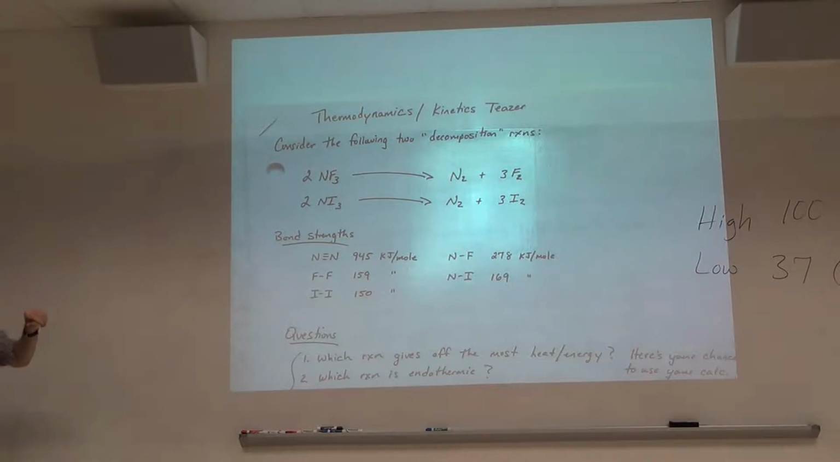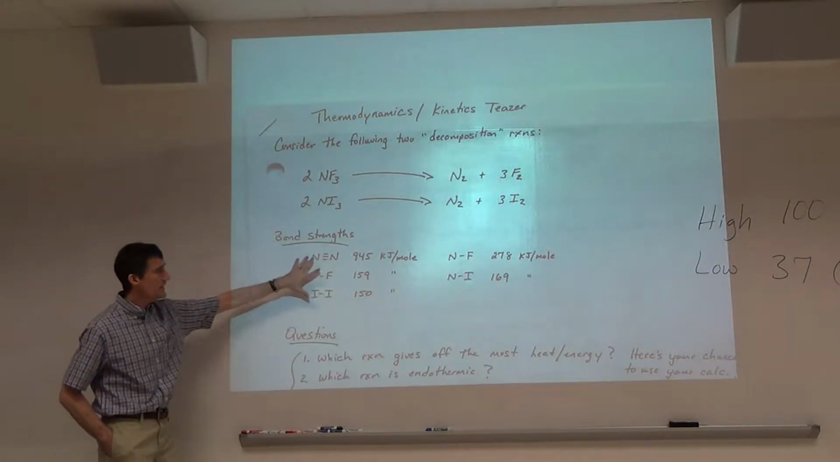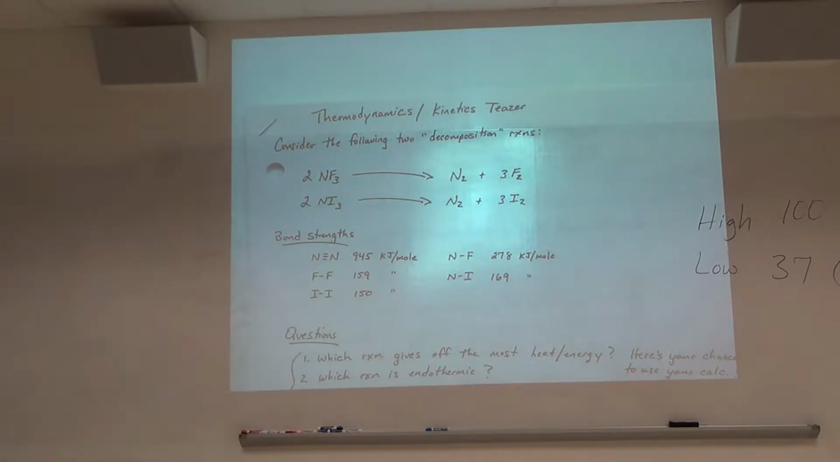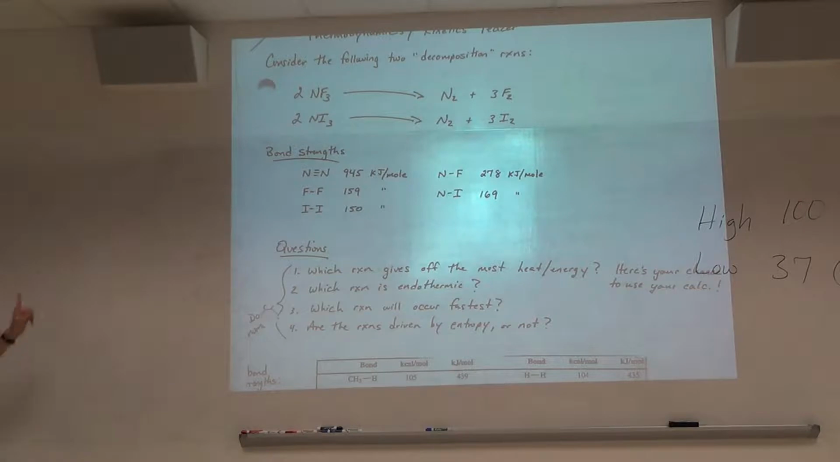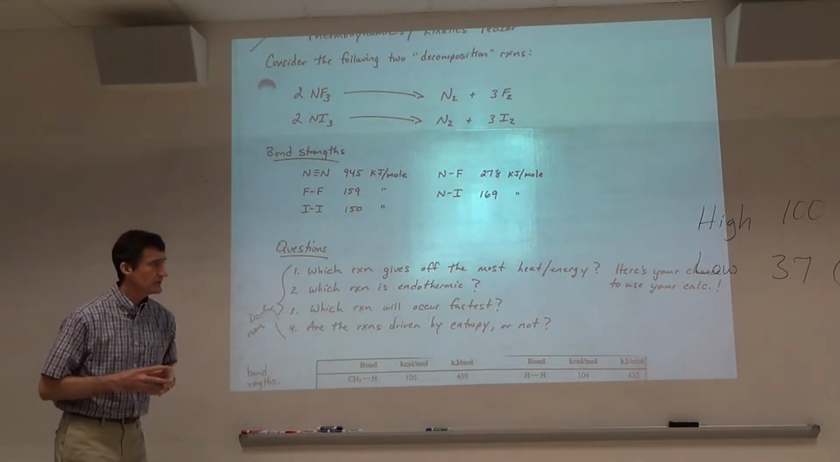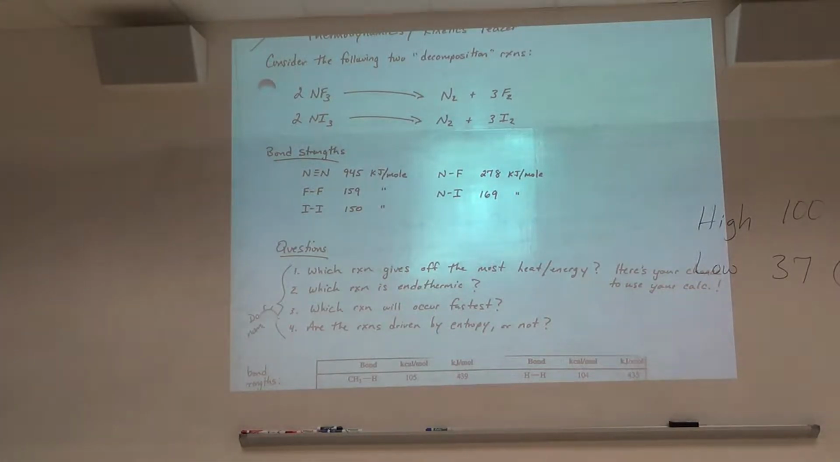NF3 versus NI3. Okay? So bond strengths are given. Down below there's a table of bond strengths. We can answer questions about these reactions. Which reaction above gives off the most heat or energy? Which reaction is endothermic? Which reaction is fastest? Are the reactions driven by entropy or not?